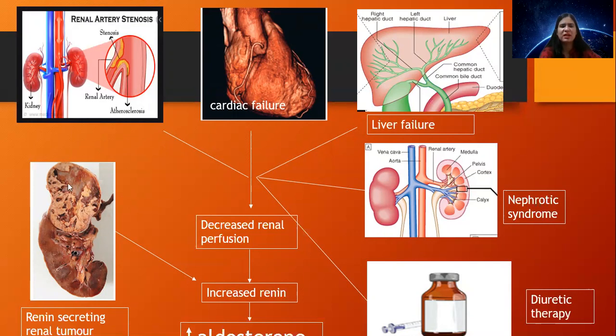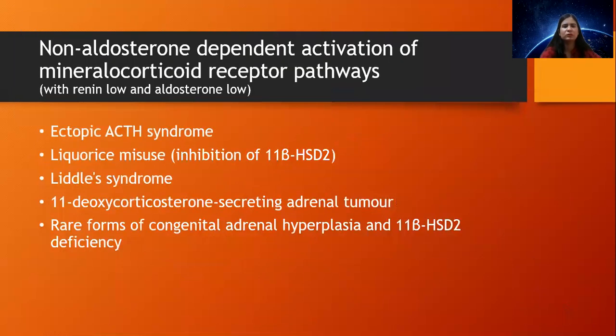Another cause is a renin-secreting renal tumor, which will lead to increased secretion of renin, which will lead to increased aldosterone. This is another type in which there is non-aldosterone dependent activation of mineralocorticoid receptor pathways. In this, renin is low and aldosterone is also low. So both these hormones are low, but still these receptors get activated by ectopic ACTH syndrome or through cortisol, hypercortisolism.